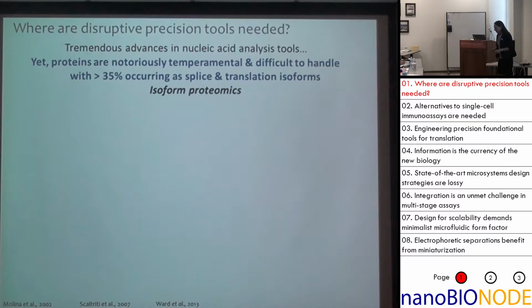And so one area that we feel is lagging tremendously in innovation in terms of tools for measurements and new ways to make measurements is a complementary area, which is protein measurement science.